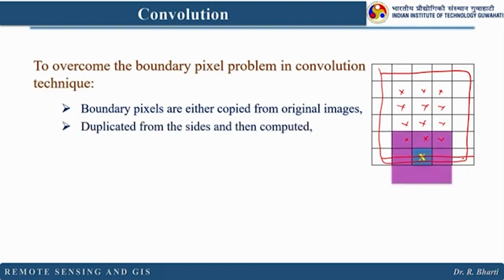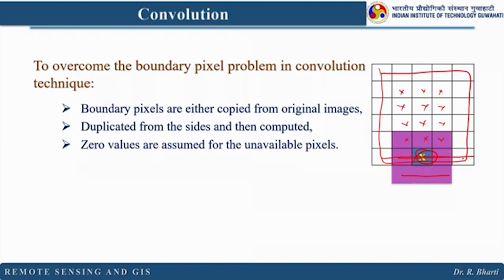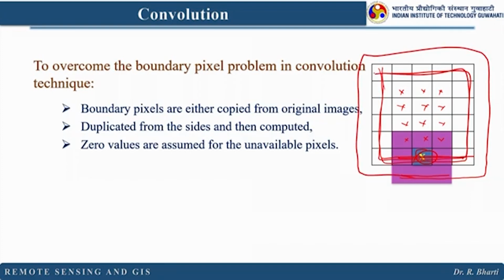The next one is duplicates from the sides and then computed. Duplicates of the sides means this pixel value will be copied here, and then you can calculate this central pixel value. This is another possibility. And the third possibility is to put 0 values in the boundary, and then calculate this boundary pixel's value. These are the three possibilities, but depending upon your application again, the interpreter has to identify which method works best for you.